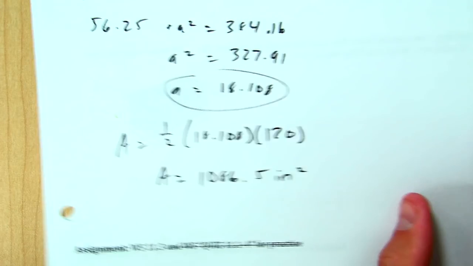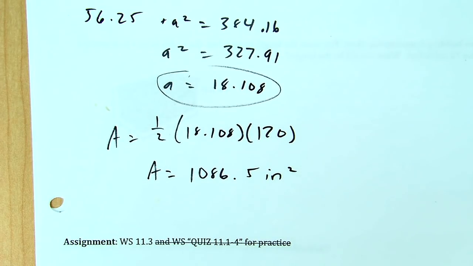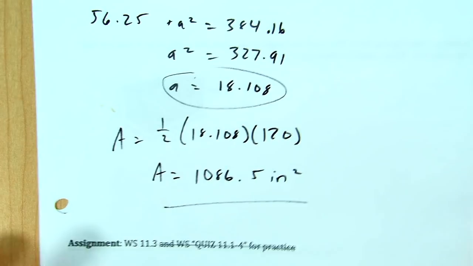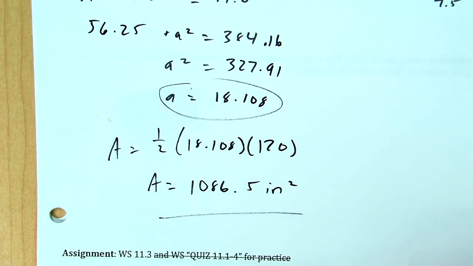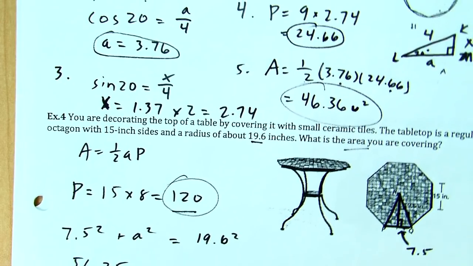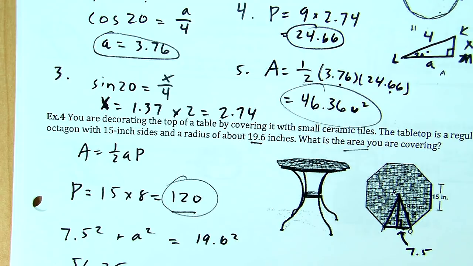So if you're decorating this with ceramic tile, that's how much you are going to use, 1,086.5 square inches. Right. Tricky, I know, but basically find your perimeter somehow, find your apothem somehow. You're likely going to either use the Pythagorean theorem like we did here, or trig like we did here to help you along the way. Good job.